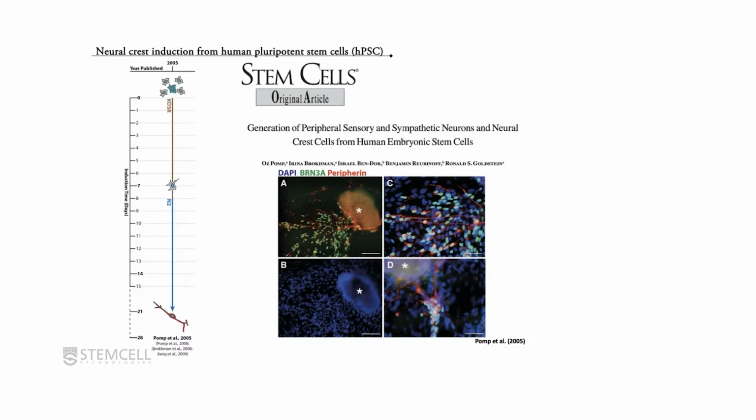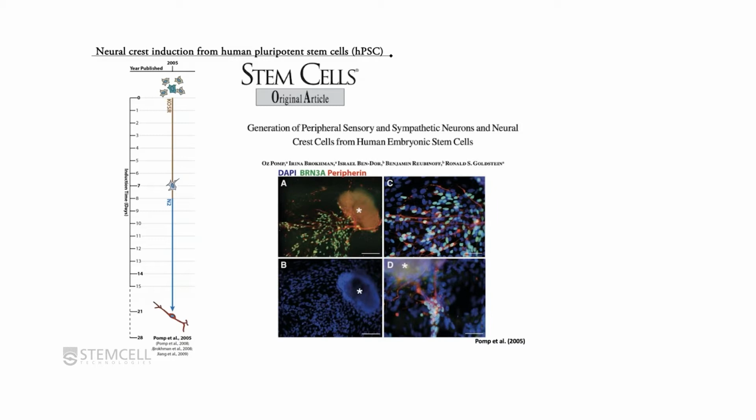In order to generate the neurons that you see here, Pomp et al. co-cultured the human embryonic stem cell line HES1, as well as a couple of other human embryonic stem cell lines, alongside an inactivated mouse stromal cell line known as PA6. This is a technique that utilizes the so-called stromal-derived inducing activity, or SDIA, that in this period had been used successfully to generate peripheral neurons from mouse ES cells, as well as central nervous system neurons from both mouse and human ES cells.